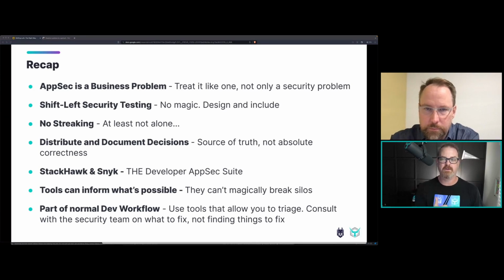I think some of the important things here, AppSec is a business problem. It's not a security only problem. So we got to treat it like one. We got to treat it like a thing that is helpful for our business to deliver value to our customers safely and at speed. In shift left security testing, there's no magic. You can't buy a silver bullet. You can't buy a piece of technology that automatically makes everything go away. You have to design and include people to do that.